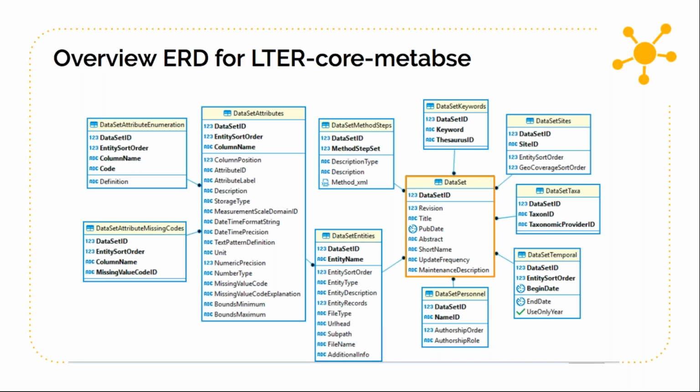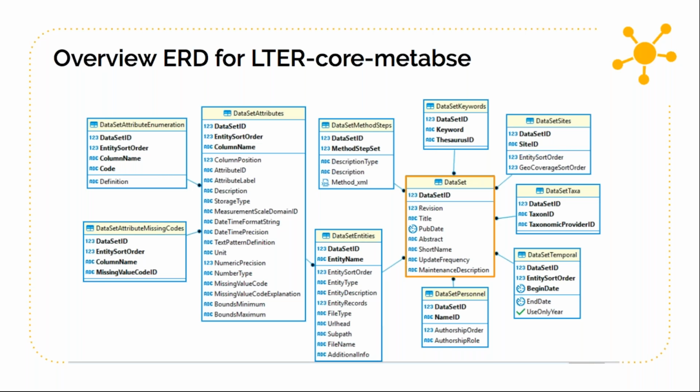Hey, here's an ERD, an entity relationship diagram for our database. This is a subset of it, and these are the tables that relate to a data set. The data set table is highlighted there in orange, and there are these other tables hanging off of it that describe things like sites or people or the temporal coverage for this data set.